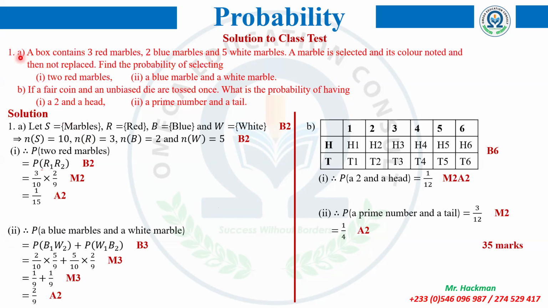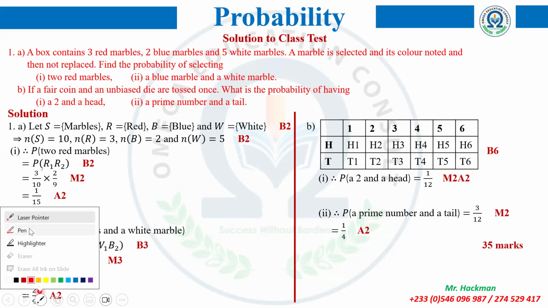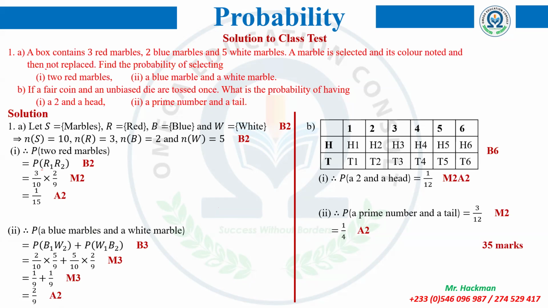So let's read question 1A. A box contains 3 red marbles, 2 blue marbles, and 5 white marbles. A marble is selected and its color noted and then not replaced. This is very critical. This information is salient and must be underlined. That will tell you the kind of probability that you are dealing with. We are dealing with selection without replacement.